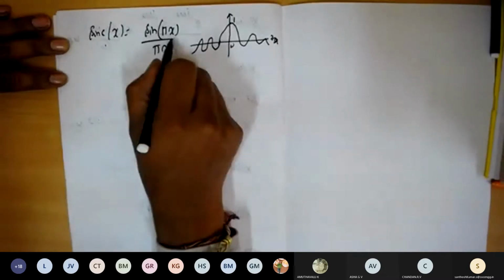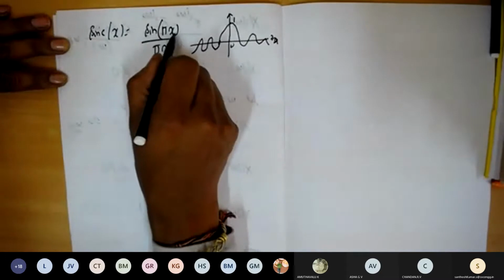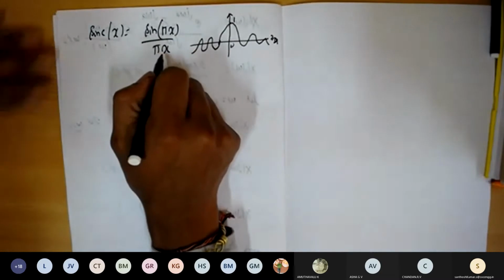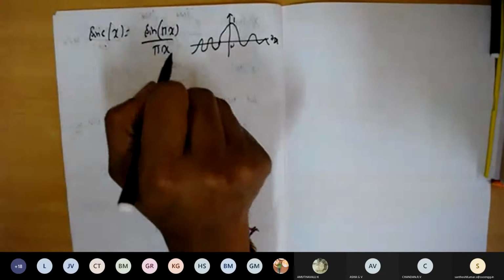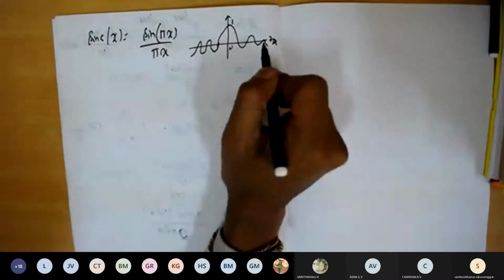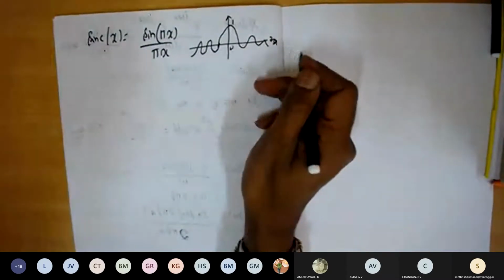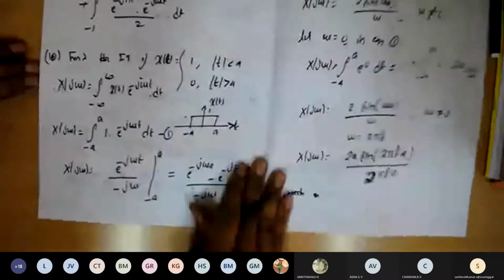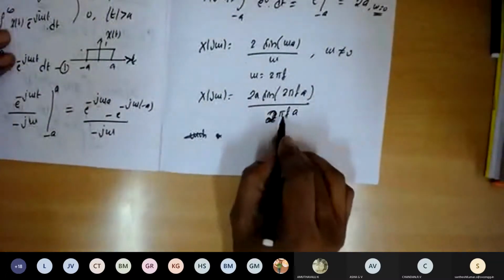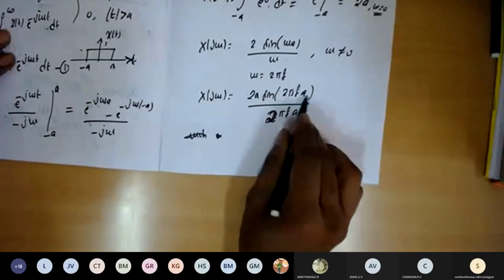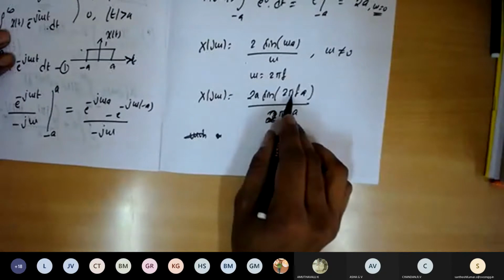For the sinc function, the important thing is that it is sine pi x divided by pi x. Now if you observe here, we have 2a into sine 2 pi f a. So pi f a should be there here, so we can remove the pi here.